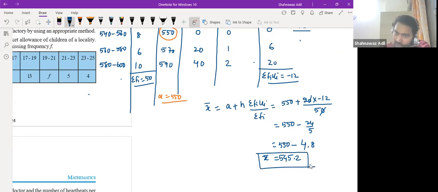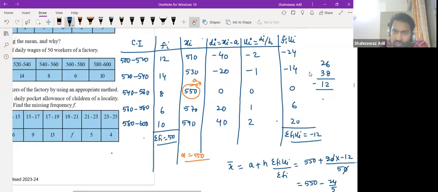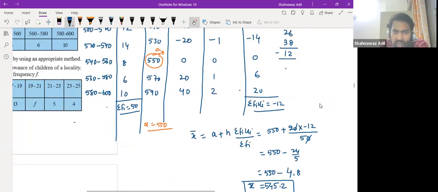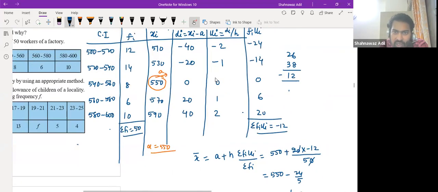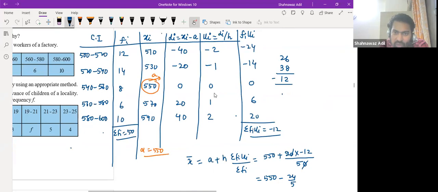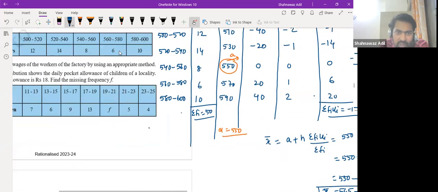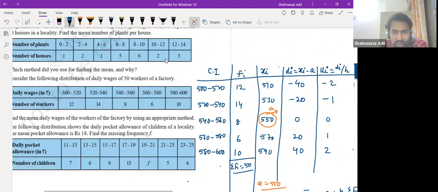right? So is this the answer that you get from the direct method? Yeah, I got 545.2. So I got the answer with the direct method. Yeah. So you see how simpler it has become using this step deviation. So I only needed to multiply 2, 1, 1, 2, right? So this is the beauty of this step deviation method, that we can reduce the effort, right?